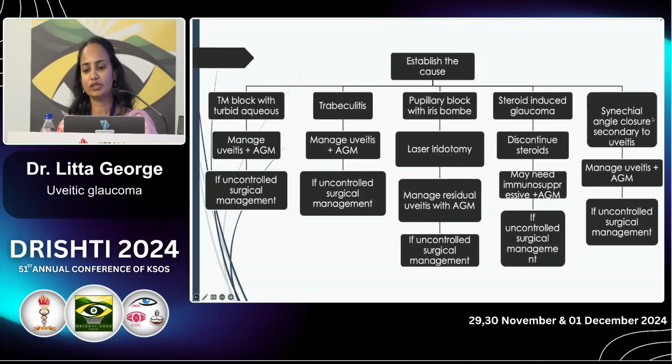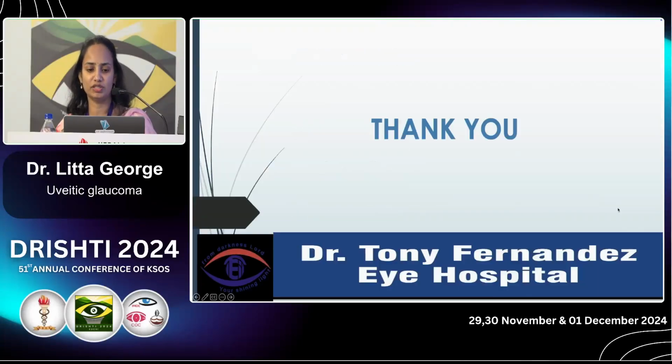If synechial angle closure secondary to uveitis is the culprit, then manage the uveitis, try AGM. If uncontrolled, again go in for surgery.